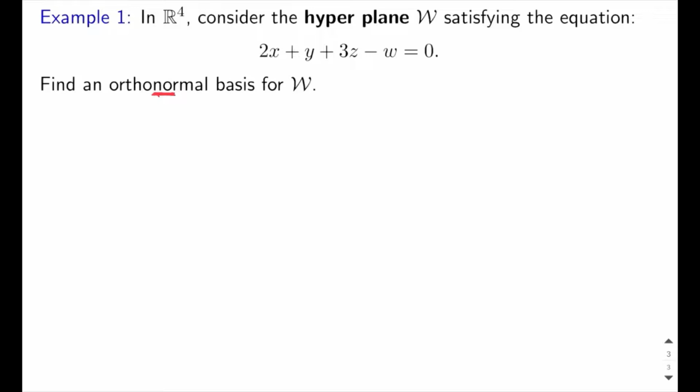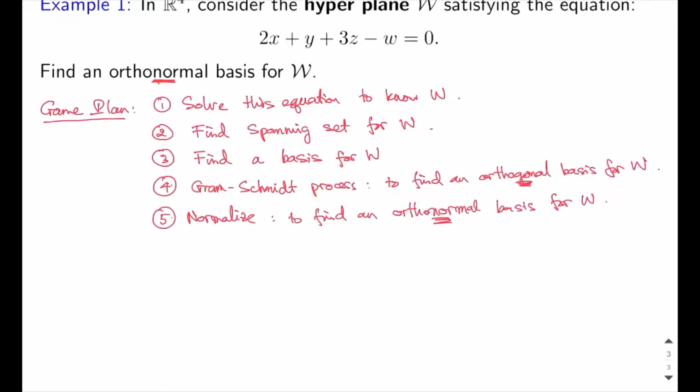In order to construct the orthogonal basis for W, we need to start with a regular basis. So in order to get the regular basis, you will have to solve this system of one linear equation to get all solutions. From all solutions, you figure out the spanning set, and then from the spanning set, you get the regular basis. From the regular basis, you get the orthogonal basis, and then normalize it to get the orthonormal basis. Right? So that's our game plan.